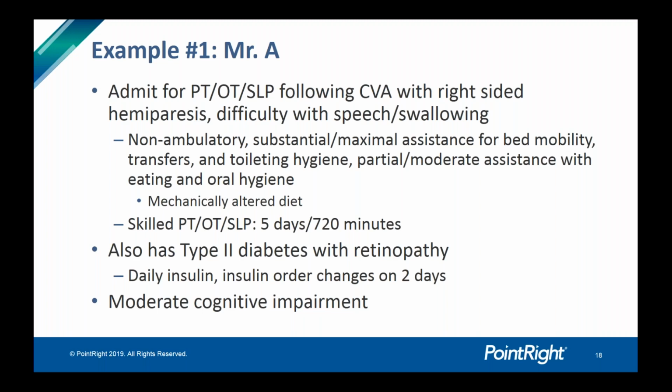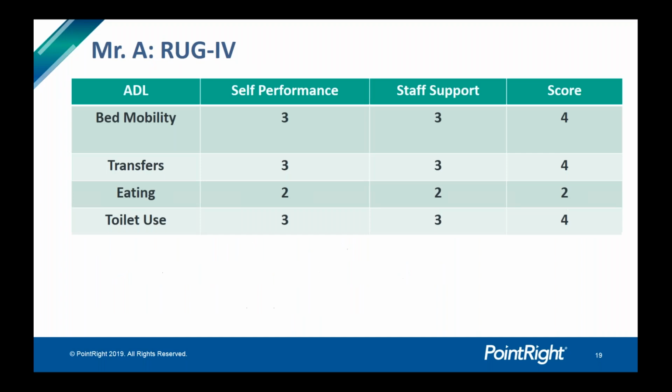Now, he also has type 2 diabetes, he has retinopathy, he's on insulin every day, and he's had insulin order changes and moderate cognitive impairment. So again, don't just look at that first bullet, because PDPM is looking at the other 2 bullets as well to come up with the overall payment.